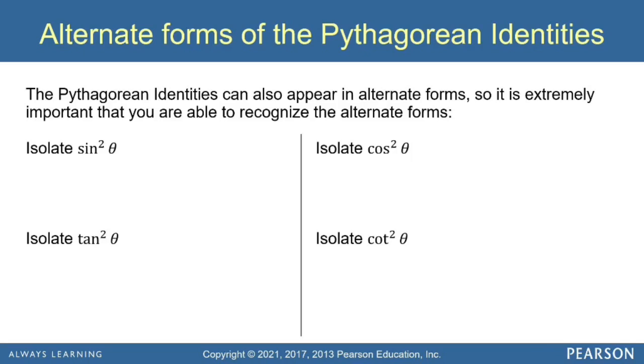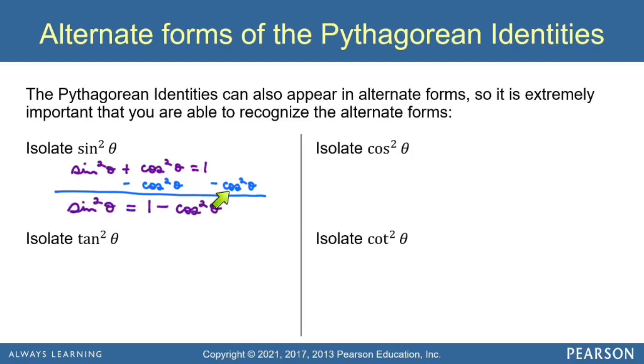So let's take our original sine squared theta plus cosine squared theta equals 1, and let's rearrange this so that the sine squared term is isolated. To do that, you would subtract cosine squared from both sides. And now we can see that sine squared theta is equal to 1 minus cosine squared theta. So this is an alternate form of that original identity.